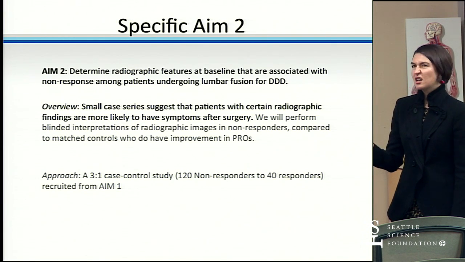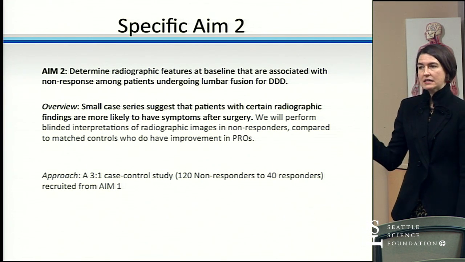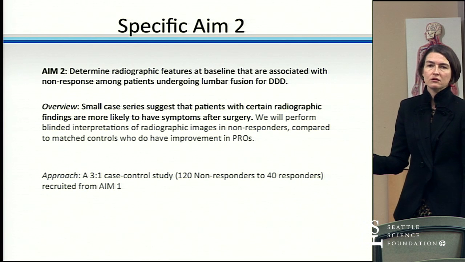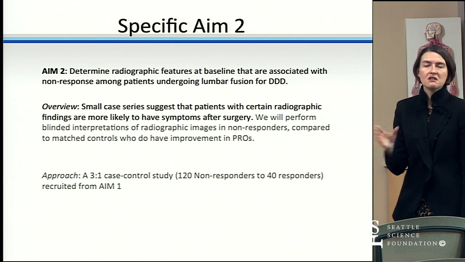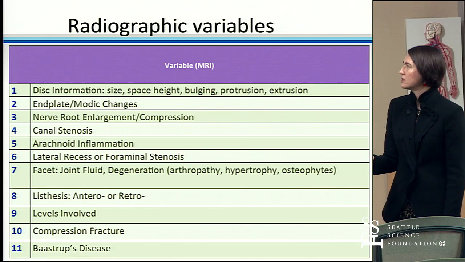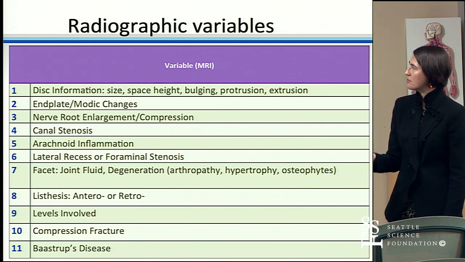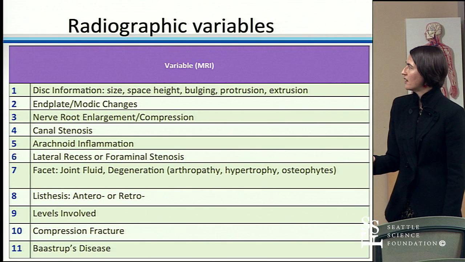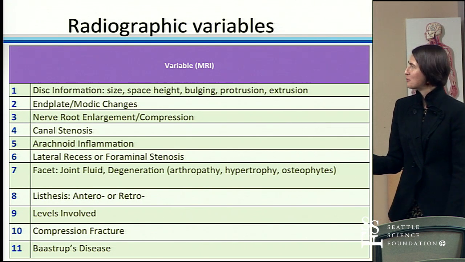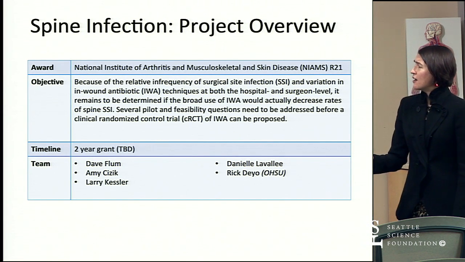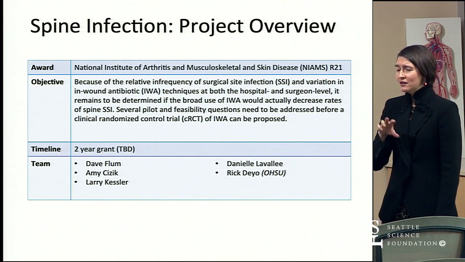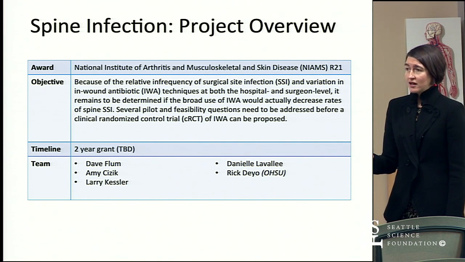And then our second aim, I'm going to move quickly through, is just going to be a small case series of these same patients. We're going to look more in depth at their radiographic information and see if we can find some signals that predict response that way. These are some of the variables we'll be looking at: modic changes, nerve root enlargement, canal stenosis, inflammation, how many levels involved, and whether there was a compression fracture, some of the things we talked about this morning.